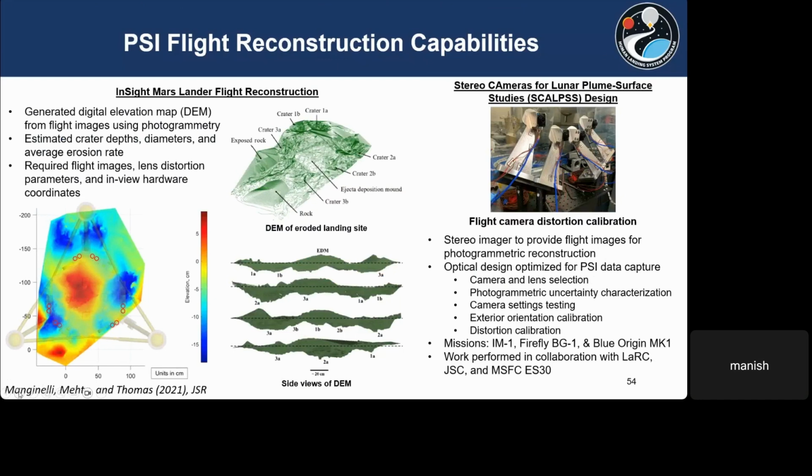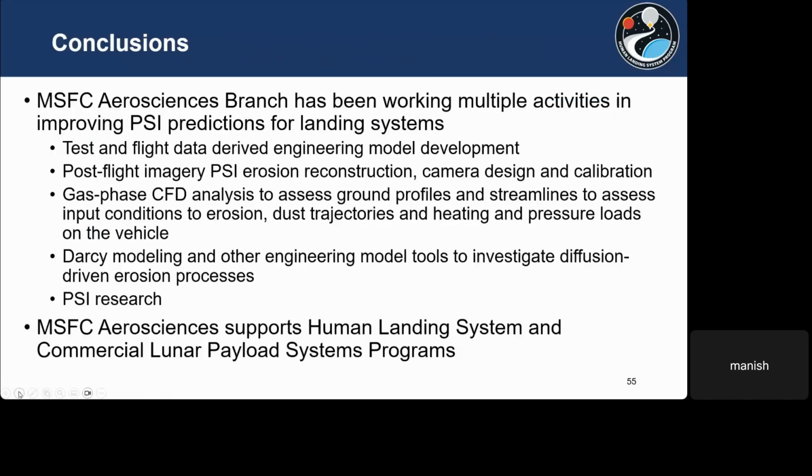And then in the last chart, basically we're focusing a lot on test and flight data derived engineering models. We're using gas-phase CFD, and we are looking at post-flight imagery reconstruction work. And there's just a lot of PSI research that we're doing, and we're supporting, as you know, HLS and CLPS. So that's all I have to say.